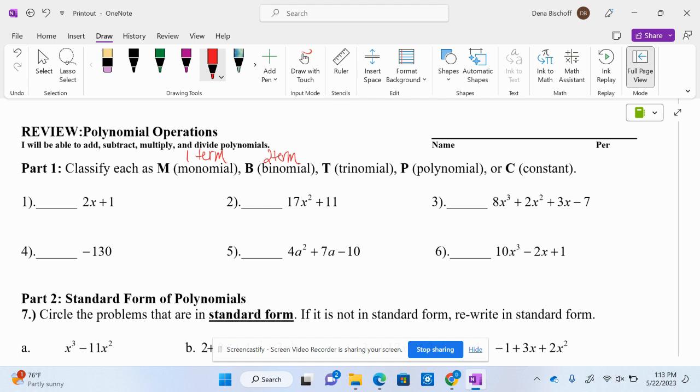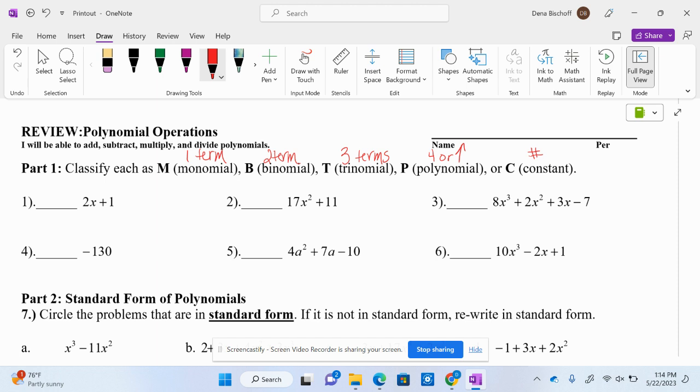Terms are joined by plus or minus signs. A trinomial has three terms. A polynomial has four or more terms. A constant is just a number. Okay. It can still be a monomial. A number can be a monomial, right?